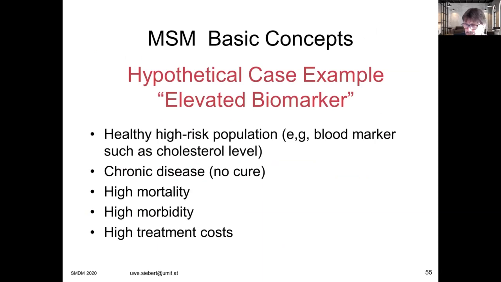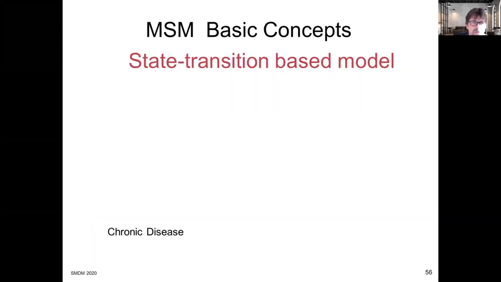I want to exemplify one run, one microsimulation, how that looks, so that you understand that in terms of the flow. Now, let's take a hypothetical example. Let's take an example where we say we have a biomarker, a person at risk, like a super bad cholesterol or something, which has high mortality, morbidity, and treatment costs. So then the state transition model would look like this.